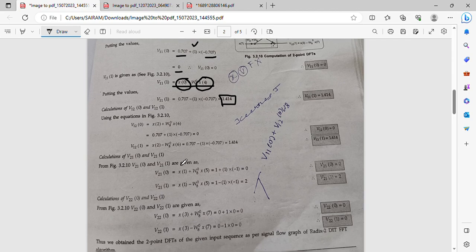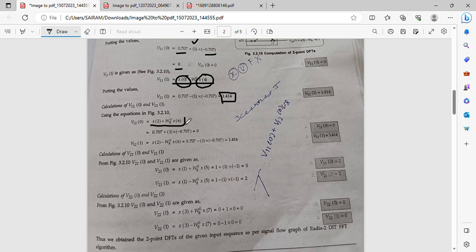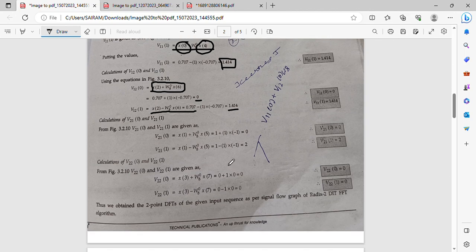So here v12 of 0 equation is x of 2 plus omega a to the power of 0 into x of 6. So this is what you get, the resultant as 0. Once again here v12 of 1 is equal to this thing, right? The same thing with minus symbol, and you're going to get it as 1.414, and here you can see that v21 and v22 it is 0 and 2, right? This equation you all know, right? x of 1 plus omega e to the power of 0 x of 5, x of 1 minus omega a to the power of 0 into x of 5. All these you know, right?